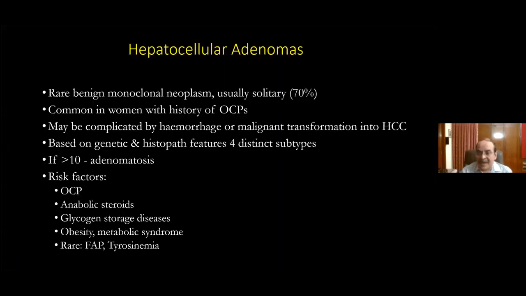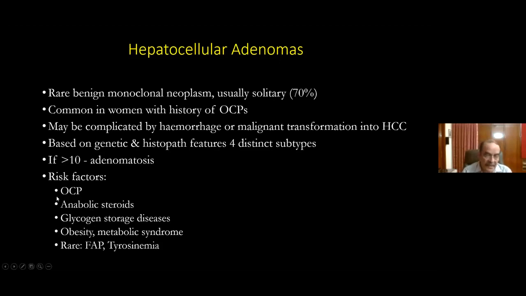Let's move on to hepatocellular adenomas. These are seen in the appropriate context of a woman who's in the reproductive age group, who's on oral contraceptive pills. This lesion is commonly complicated by hemorrhage and therefore needs to be treated. There's also some risk of a malignant transformation in some subtypes of adenomas, and I'll just talk of that in a minute. If you have more than 10 adenomas, the condition is referred to as adenomatosis.